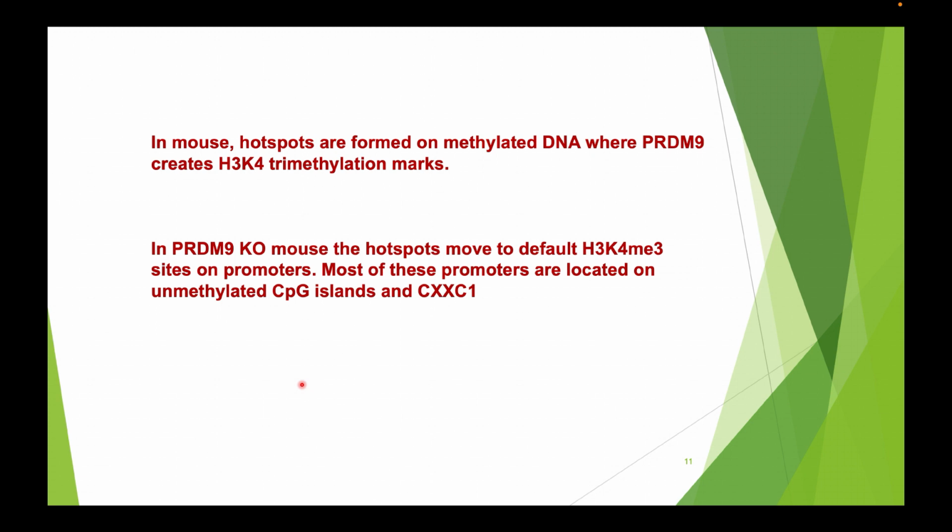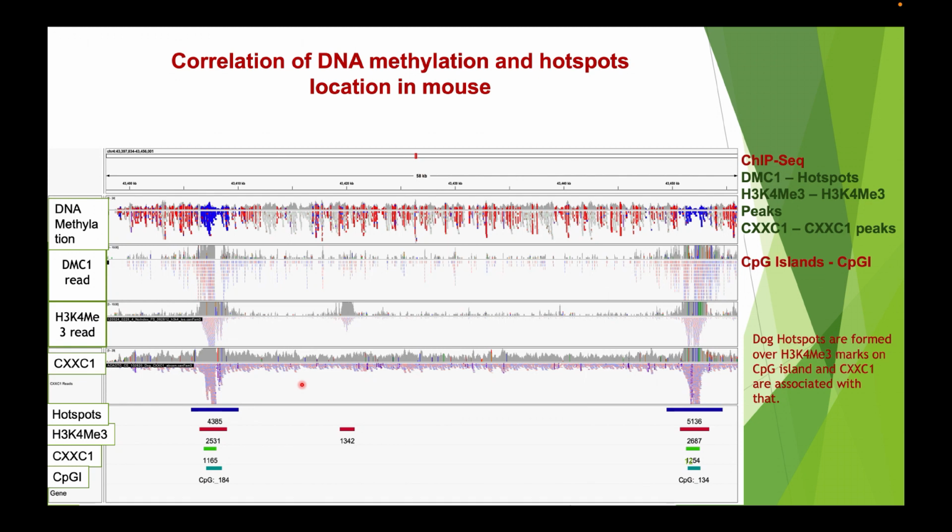And most of these promoters are located on unmethylated CpG islands. So now, what happens in species where PRDM9 is not even there? Like in dog. In dog, we see something very similar to the PRDM9 knockout mouse. We see DMC1 enrichment, the recombination hotspots, H3K4 trimethylated reads, and CXXC1. They all are associated with CpG islands on unmethylated regions.